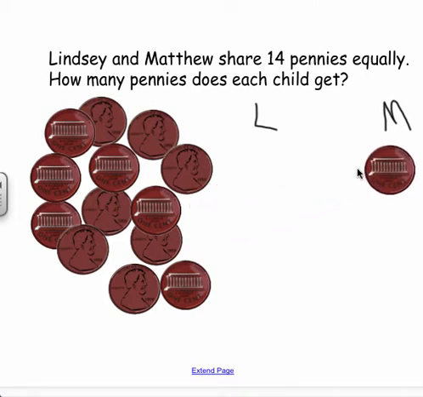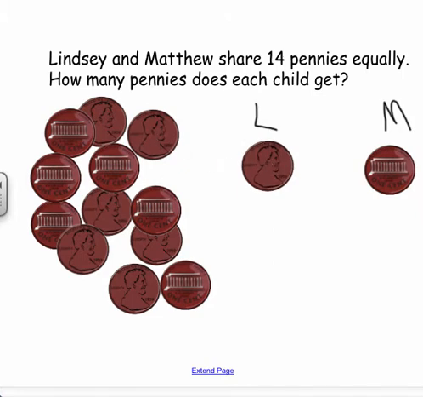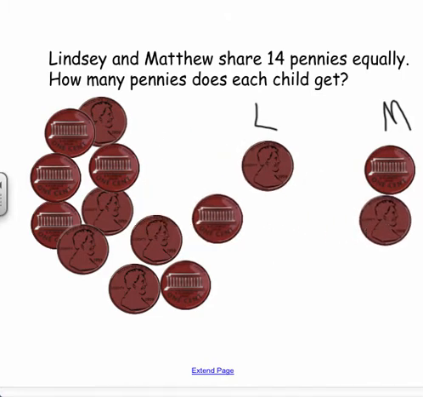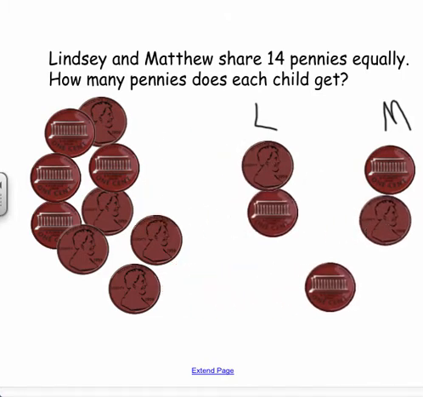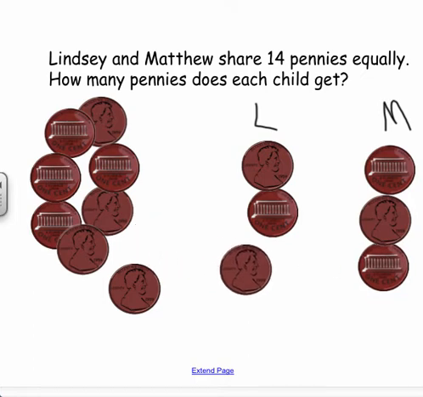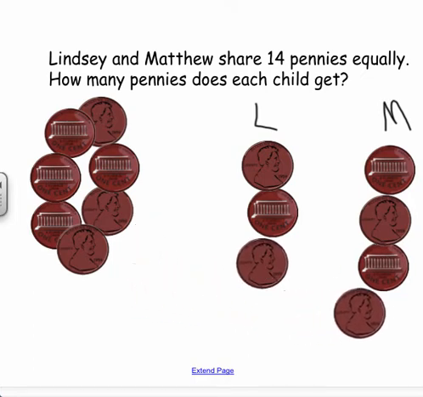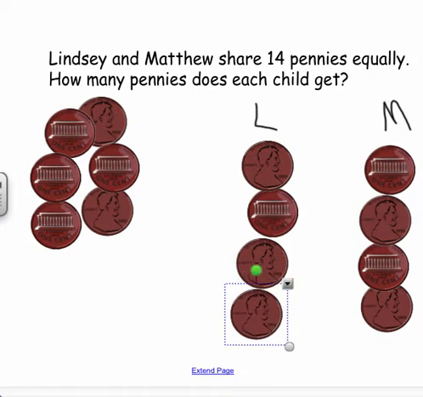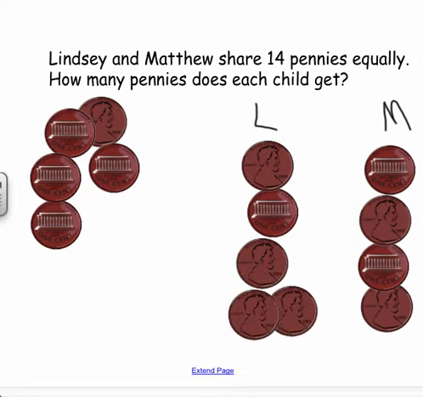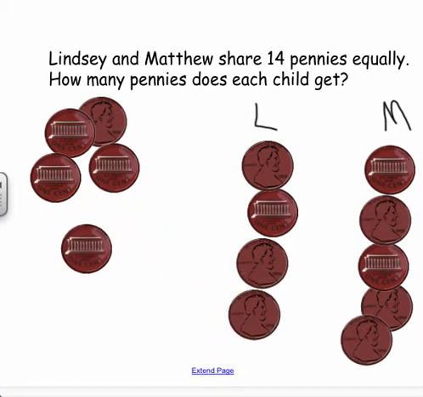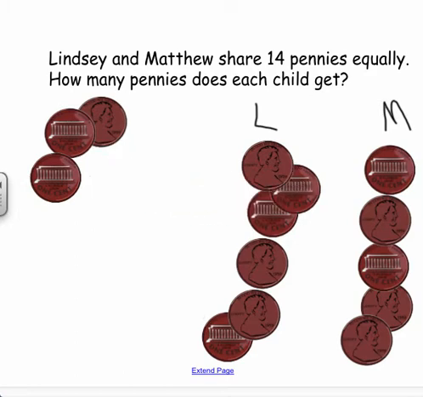One for Matthew, one for Lindsay. One for Matthew, one for Lindsay. I'm going to keep dividing or splitting up the pennies until I've used all of them. And then, once we've used them all, we'll be able to see how many pennies each person has.